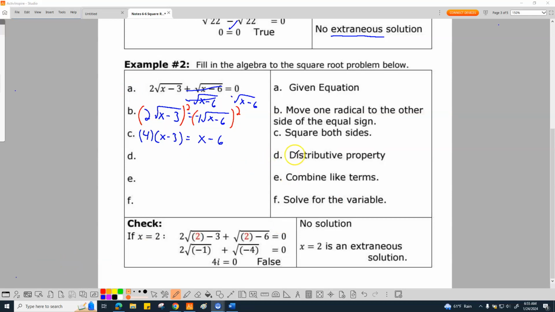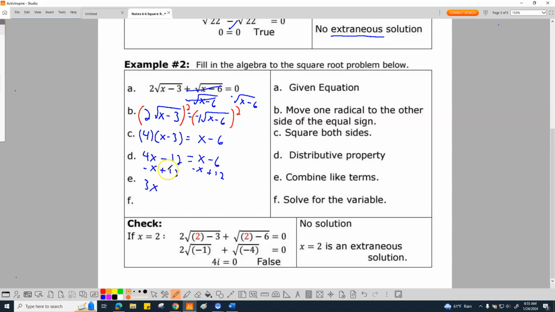All right, distributive property, what does that mean? Check out that 4 right there. We're going to multiply it in. So 4 times x is 4x. 4 times negative 3 is minus 12 equals x minus 6. Step E, combine like terms. Y'all solve for x. That's basically what we're doing, solve for x. So let's see. I'm going to put my 12 on this side, move it over. And then I'm going to put my x over on the other side right here. So my 4x minus x is 3x.